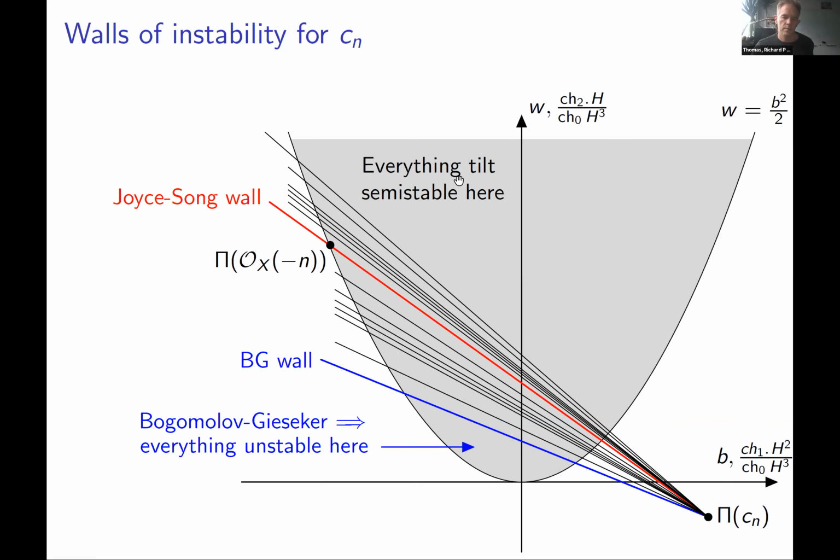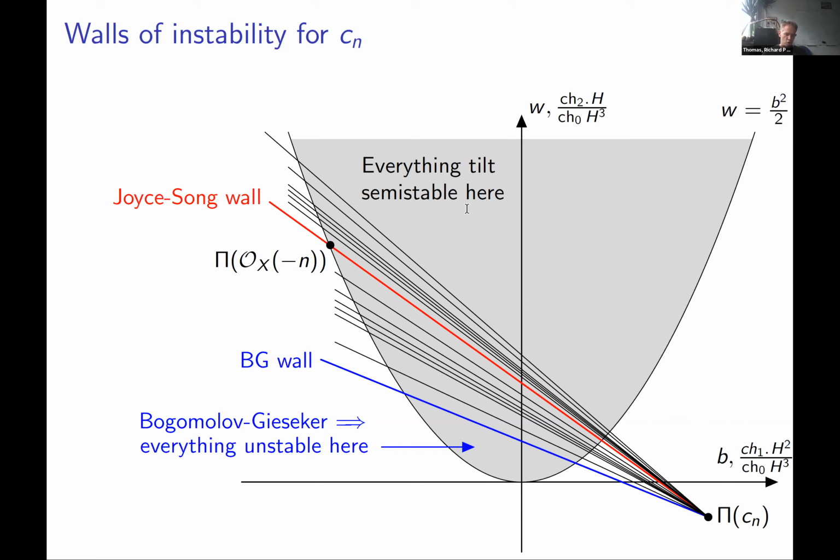So Bridgeland proved that in large volume, and also Maciocia and Stellari, we understand stability. Up here, stable objects are all sheaves, and they're damn nearly Gieseker stable. They're somewhere in between Gieseker and slope stability, something called tilt stability. So if you take the Hilbert polynomial of a sheaf, the leading term is given by the rank, the second term is what gives you slope stability, and all the remaining terms give you Gieseker stability.